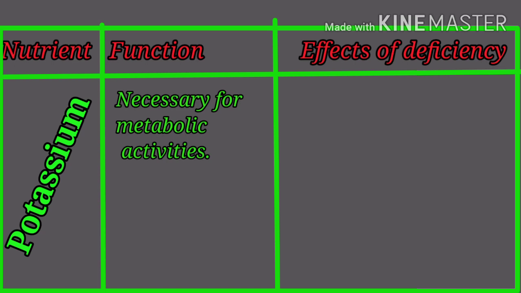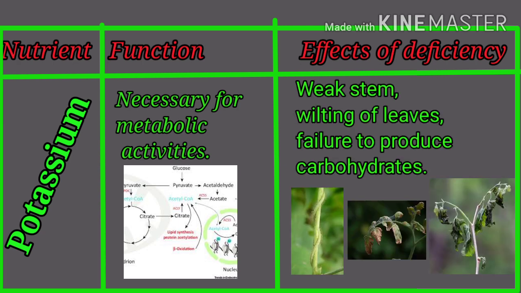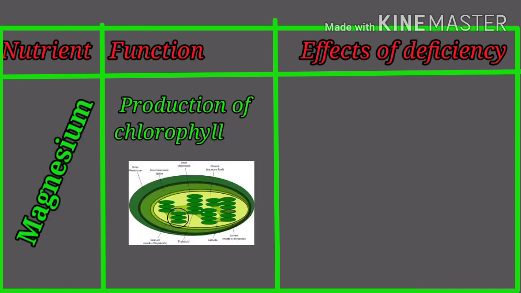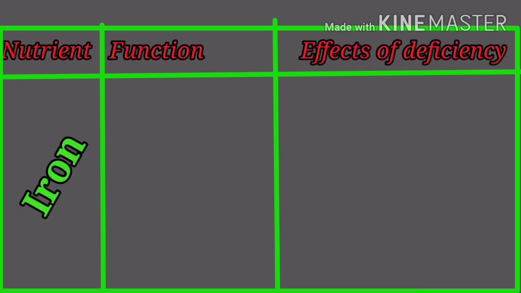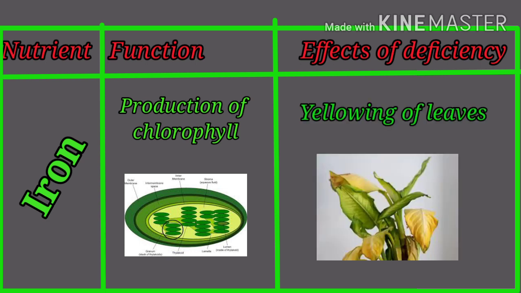Nutrient: potassium. Function: necessary for metabolic activities. Effects of deficiency: weak stem, wilting of leaves, failure to produce carbohydrates. Nutrient: magnesium. Function: production of chlorophyll. Effects of deficiency: slow, retarded growth, yellowing of leaves. Nutrient: iron. Function: production of chlorophyll. Effects of deficiency: yellowing of leaves.